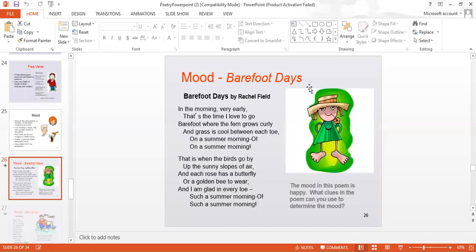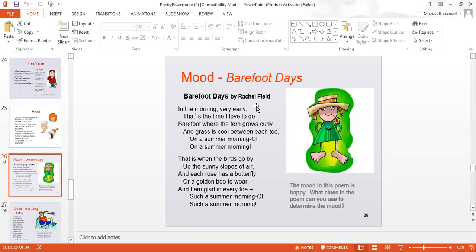So mood, barefoot day. Okay, barefoot day is by Rachel Field. In the morning, very early. That's the time I love to go. Barefoot, where the fern grows. Kelly, and grass is cool between each toe. On a summer morning, oh, on a summer morning. That is when the birds go by, up the sunny slopes of earth, and each rose is a butterfly, or a golden bee to wear. And I am glad in every toe. Such a summer morning, oh, such a summer morning.